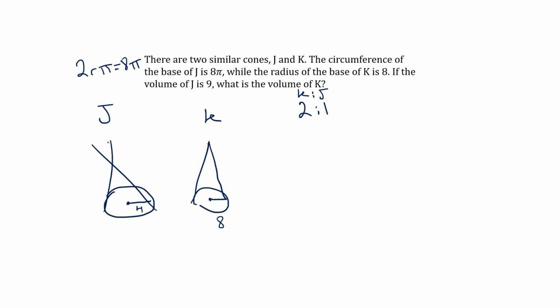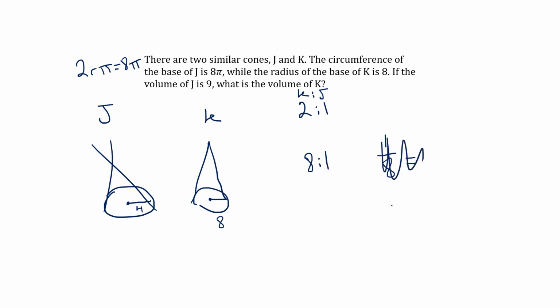And now it wants to know if the volume of J is 9, and we don't know the height, so we can't do the actual math for it, what is the volume of K? We can find our three-dimensional ratio by cubing both of these things, and it will be 8 to 1, just like that previous cube example. So if J, our smaller one, is 9, then our other one is going to be 8 times 9.